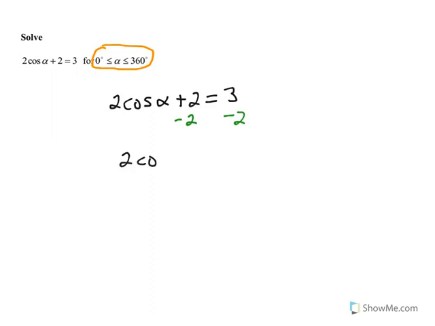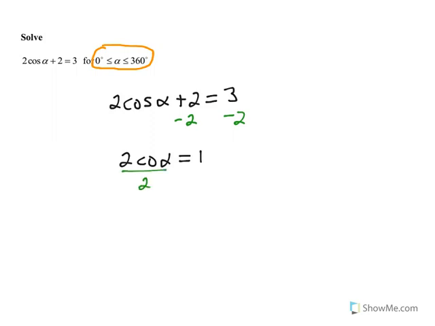And let's look at one more example. This one, they just want the solutions from 0 to 360. And here's our equation. So we start out with 2 cosine alpha plus 2 equals 3. So you're going to need to get cosine by itself first. So we want to subtract 2 from both sides. So that will leave us with 2 cosine alpha on the left equals a 1 on the right, so 3 minus 2, and then divide both sides by 2.